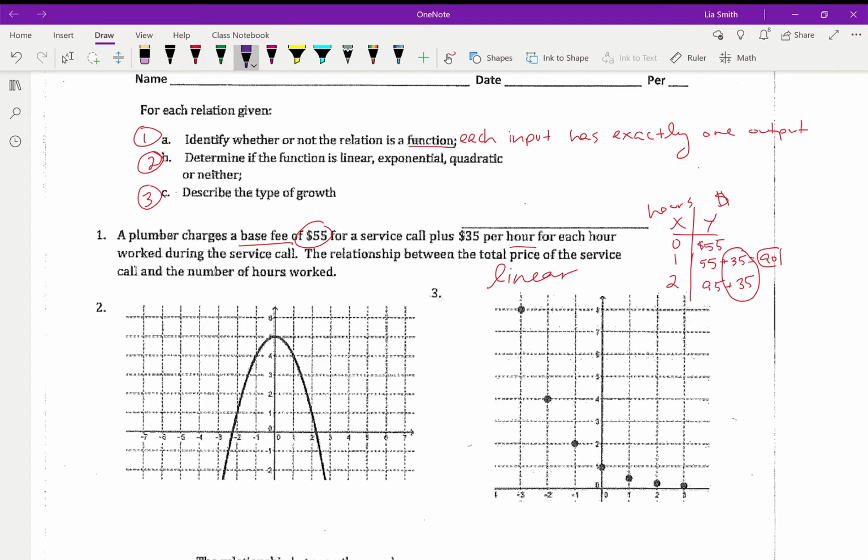Okay. Number 2, looking at graphs. So this one should be a pretty obvious pattern for you now. We've studied these a lot. Okay, this is quadratic, this is a parabola. Let's review some of the key features of a parabola. Here's your vertex. So here the vertex would be 0, 5.